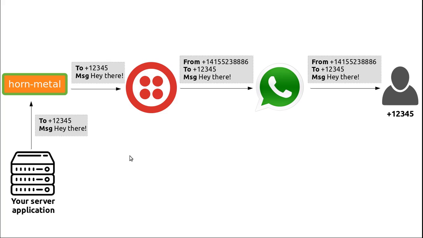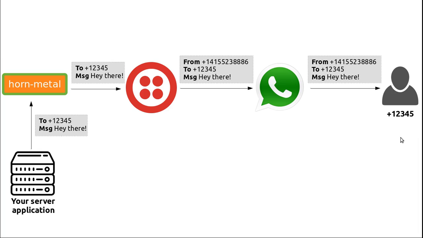Whenever you want to reply, your server application can just send a message, like "hey there", to the person with phone number 12345. Your server application, using Twilio's APIs, will send this message to the sandbox, and the sandbox will send this message through Twilio, using the WhatsApp business APIs, to the WhatsApp server, and the WhatsApp server will send that message to the intended receiver, which is this particular customer. In this way, the whole conversation channel is maintained by using Twilio and the concept of WhatsApp bots.